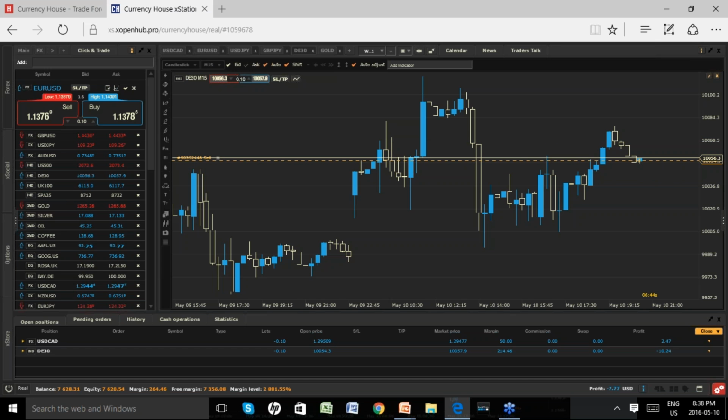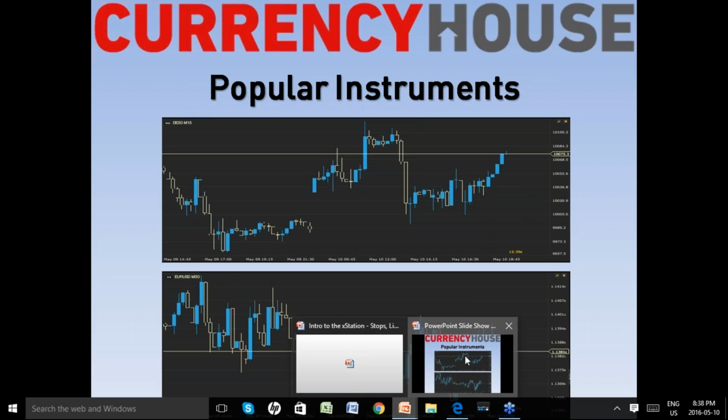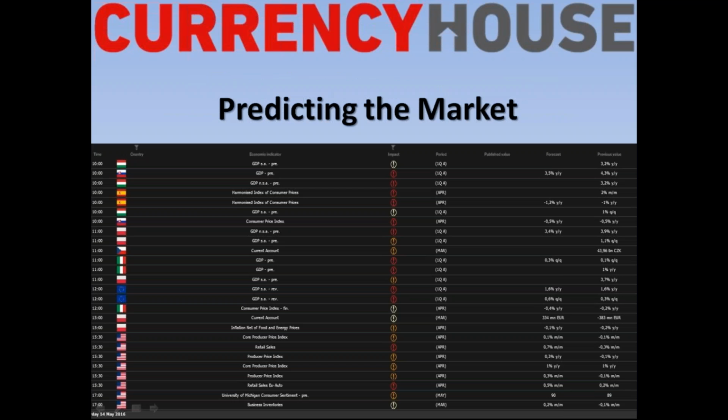So those are two stock indices, or maybe three instruments, I definitely recommend looking at: USD CAD, Euro USD, and the DE30. If you guys are looking to get a little bit more help on the platform, we do have something occurring this Friday that I definitely recommend checking out 100%.